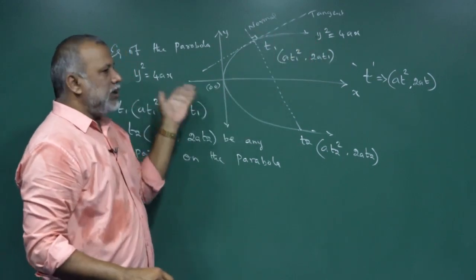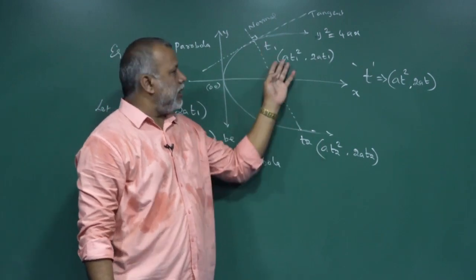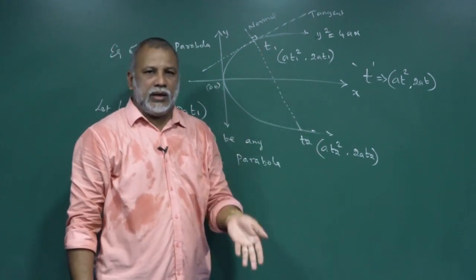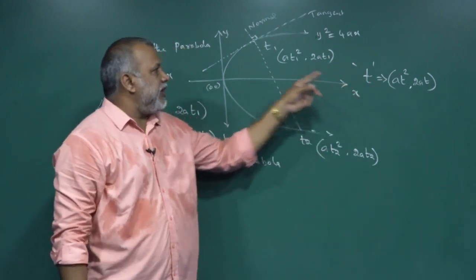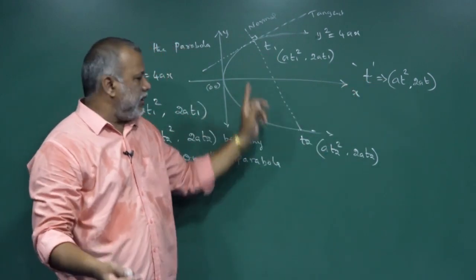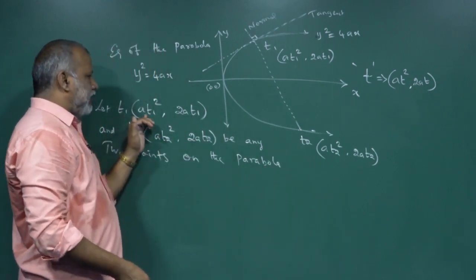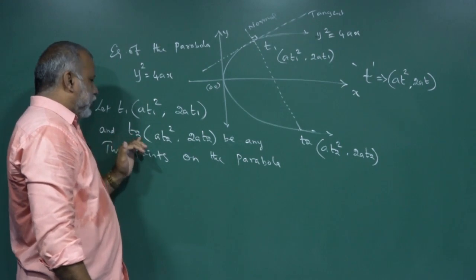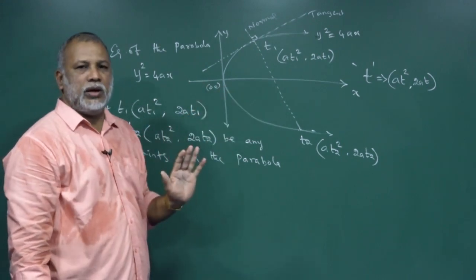Write one sentence: equation of the parabola y squared equal to 4x. What are the points we are selecting? t1 and t2. It is nothing but the parametric form. What is the parametric form? (at², 2at). Instead of t, one time use t1, second time use t2. That is the second sentence. Let (at1², 2at1) and (at2², 2at2) be any 2 points on the parabola.